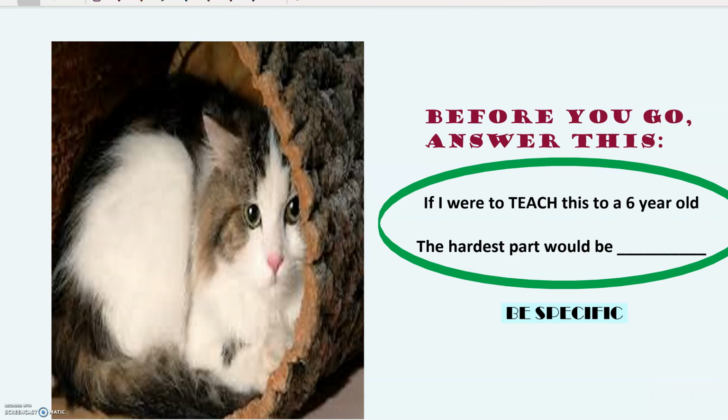The last thing I would like for you to do in this assignment is to answer the question, if you were to teach a 6-year-old who has no idea about the math vocabulary or even how to multiply, if you were to teach a 6-year-old how to do this, what would the hardest part be? Be specific in that answer. When you're done with that answer, you're done with this lesson.